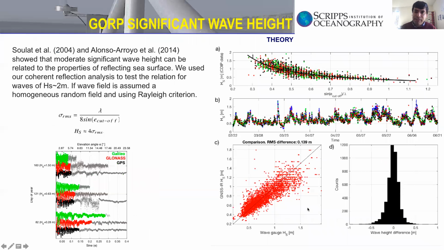Okay. In terms of significant wave height, which is the second parameter we would like to measure, we follow the studies from previous authors, Soler and Alonso Arroyo, who discovered that the elevation angle where we transition from coherent reflection to incoherent reflection can be related to the roughness of the surface, and that roughness can be related to the significant wave height. Those authors did analysis for very small waves, and here we took the opportunity to test the methodology for waves as high as 2 meters.